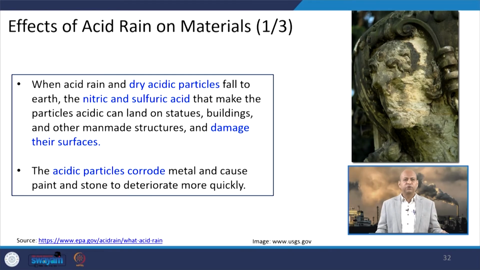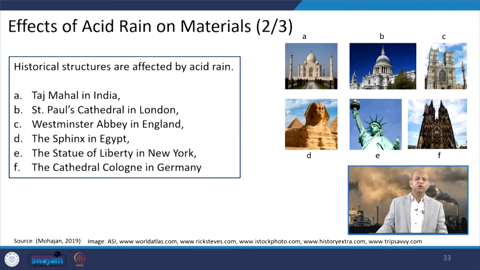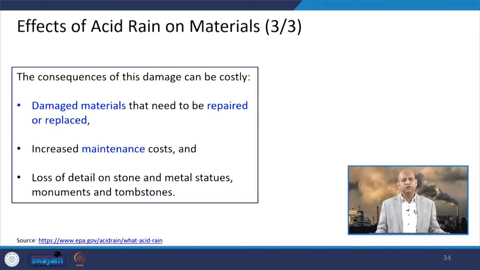So, if you talk about the Taj Mahal in India, or St. Paul's Cathedral in London, or Westminster Abbey in England, and the Sphinx in Egypt, or the Statue of Liberty in New York, or the cathedral in Cologne in Germany, all their surfaces got deteriorated because of these acidic components in the air and in the rainwater. Okay. So, that way also you can say that this is a global issue, otherwise it is a local and regional issue, the acid rain, but in that way it is kind of a global issue nowadays.